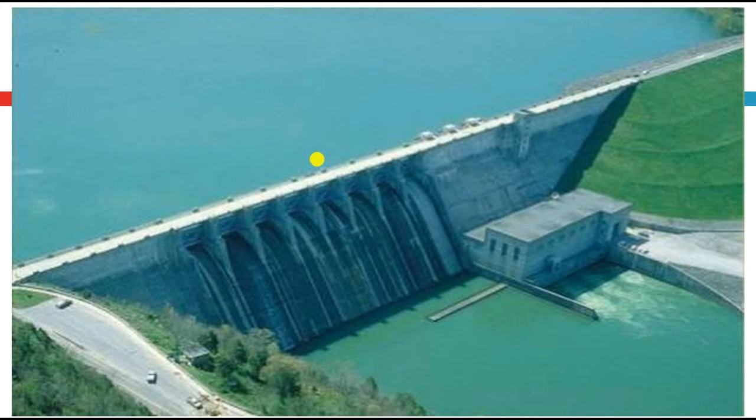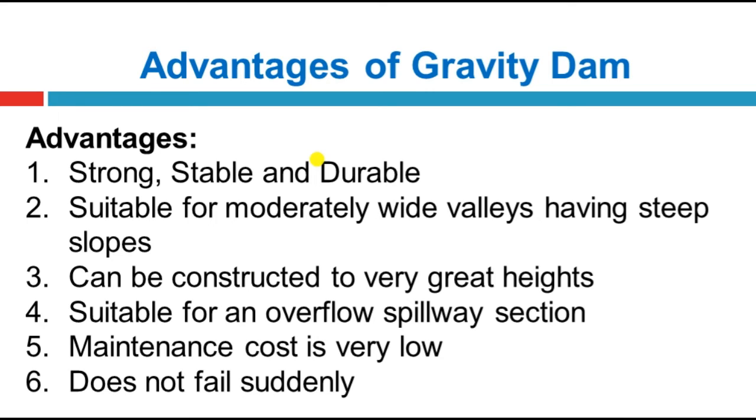Now these are the different types of gravity dam. The advantages of a gravity dam: strong, stable, durable, suitable for moderately wide valleys having a steep slope, because in a gravity dam or concrete dam there is a facility to achieve greater height, it can be constructed to very great height, and it is suitable for an overflow spillway section. Maintenance cost is very low, and it doesn't fail suddenly.